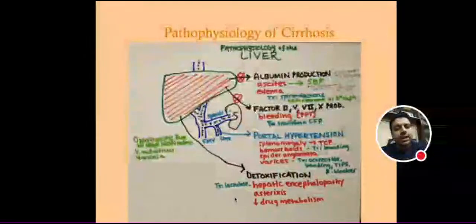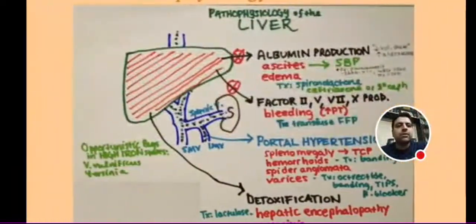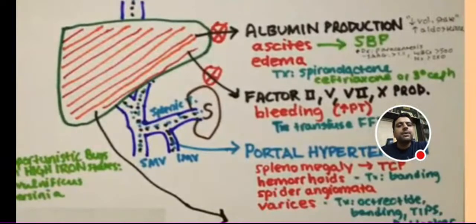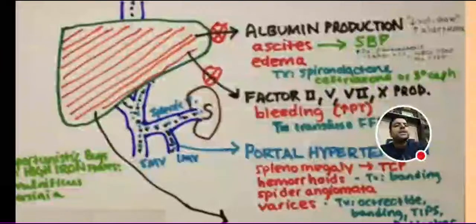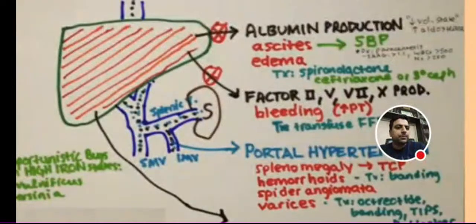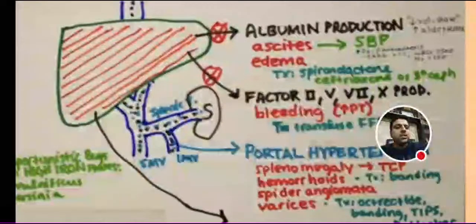Now, let's see. I already explained the function of the liver. The liver produces albumin. If albumin production is low due to cirrhosis, it causes ascites and edema. Due to ascites and edema, the kidney thinks there is low volume in the body, so it activates aldosterone. That's why in ascites and edema due to decreased albumin in liver cirrhosis, we treat with spironolactone. Spironolactone is an aldosterone antagonist, so it helps to reduce ascites and edema.